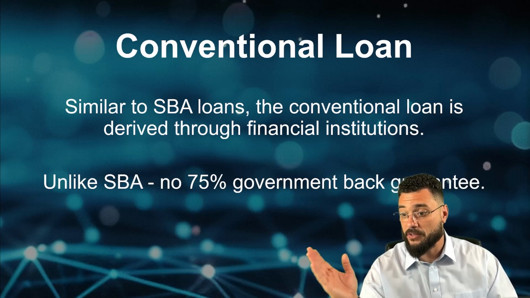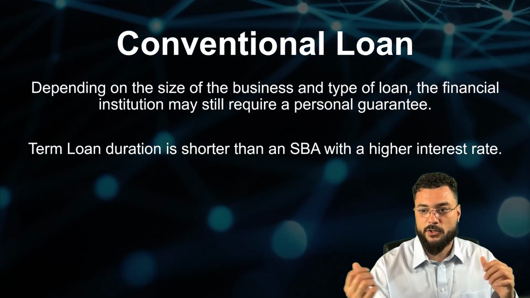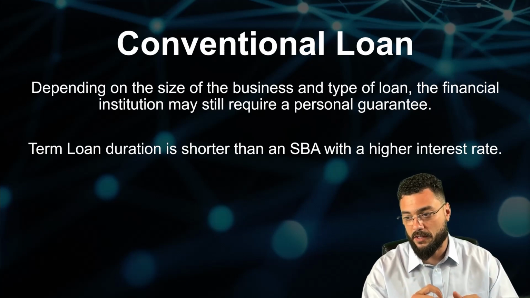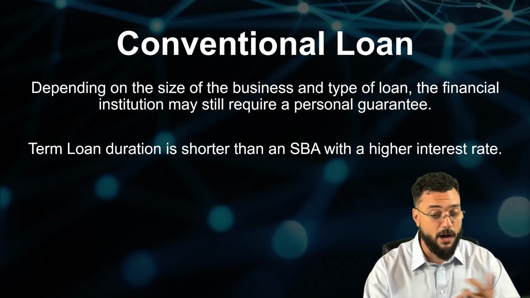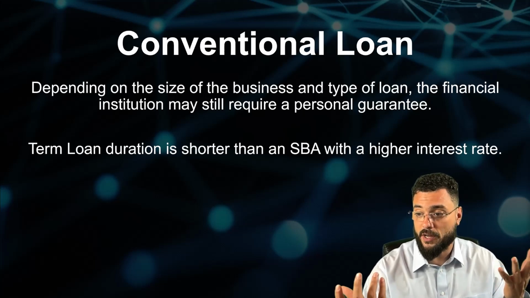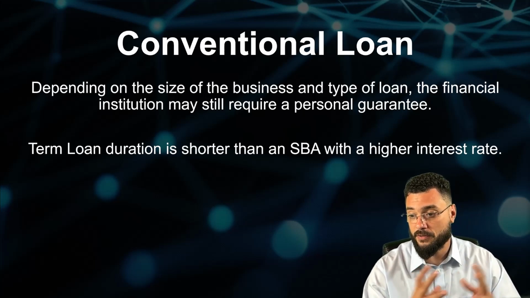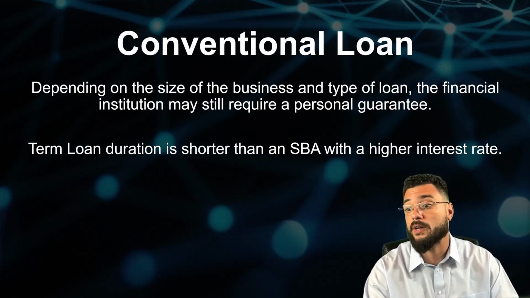This is your standard loan, just like a housing loan, conventional versus FHA. Depending on the size of the business and type of loan, the financial institution may still require a personal guarantee. This is going to be very much dictated by how long you've been in business and how easily you can pay it back based on the cash flows of the business. Term loan duration is shorter than an SBA, generally with higher interest rates. With rates where they're at, 5.5% prime plus 3, the bank needs another 2% on top of that. You're looking at around 10.5% real quick in this environment.